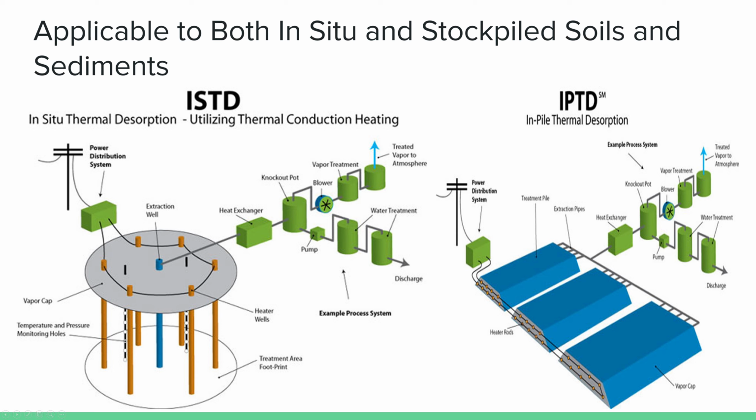The TCH technology can be utilized to heat in situ soils along with stockpiled soils and sediments. The design of the treatment system for in situ soils, ISTD, typically includes vertically installed heaters, which is shown on the left, whereas the design of the treatment system for the stockpile soils, in-pile thermal desorption, or IPTD, typically incorporates horizontally installed heaters, which is shown on the right. Examples of the elements of each system are shown in these two diagrams.